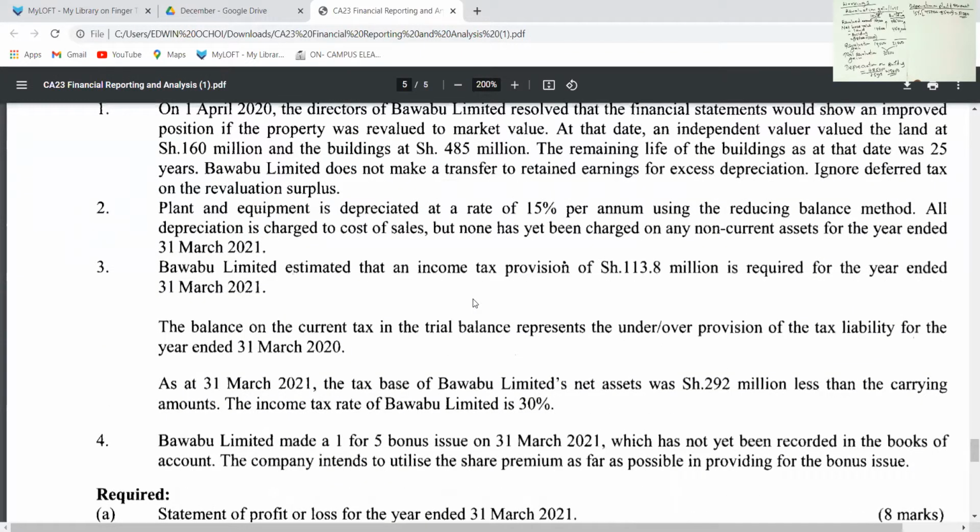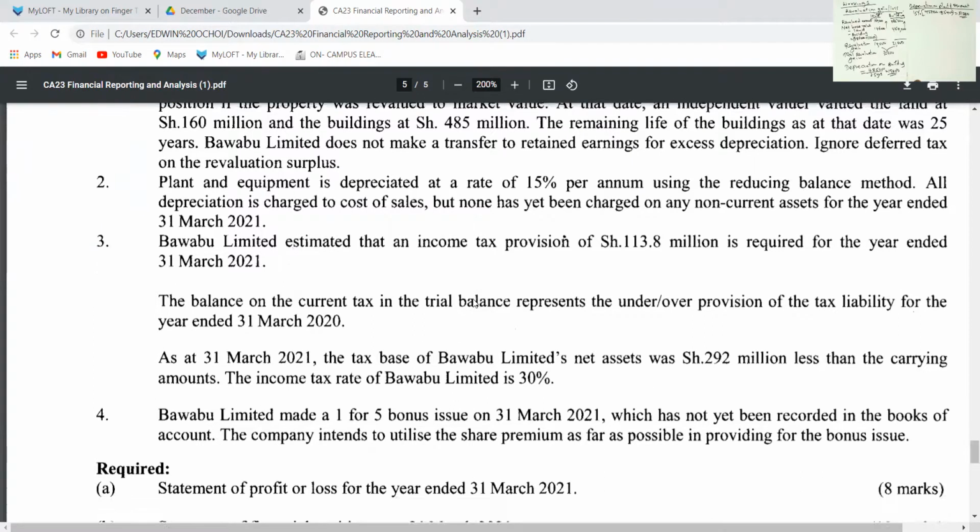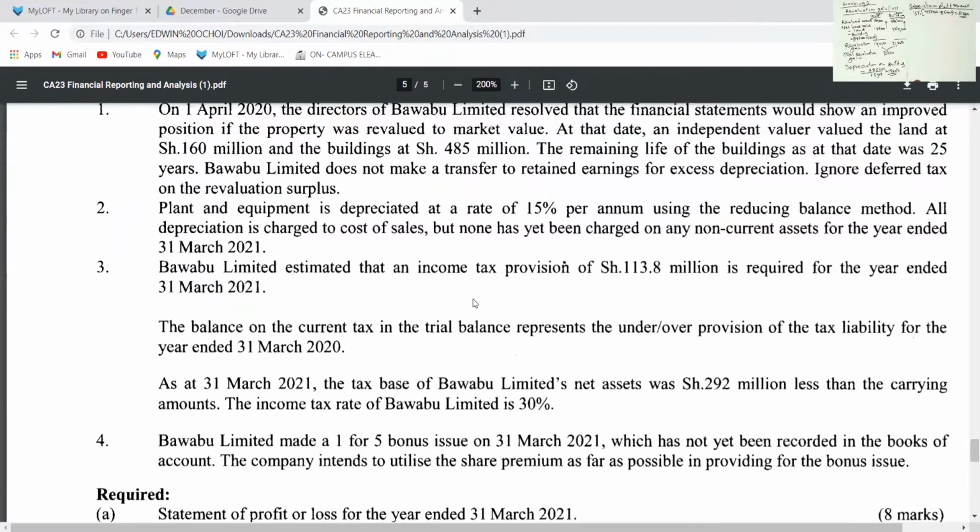So the next additional information was additional information number 3, where you are told that Power Limited estimated that an income tax provision of 113.8 is required for the year ended 31st March 2021. The balance on the current tax in the trial balance represents the under provision of the tax liability for the year ended 31st March 2020. As at 31st March 2021, the tax base of Power Limited net assets was 292 less than the carrying amount. The income tax rate of Power Limited is 30%.